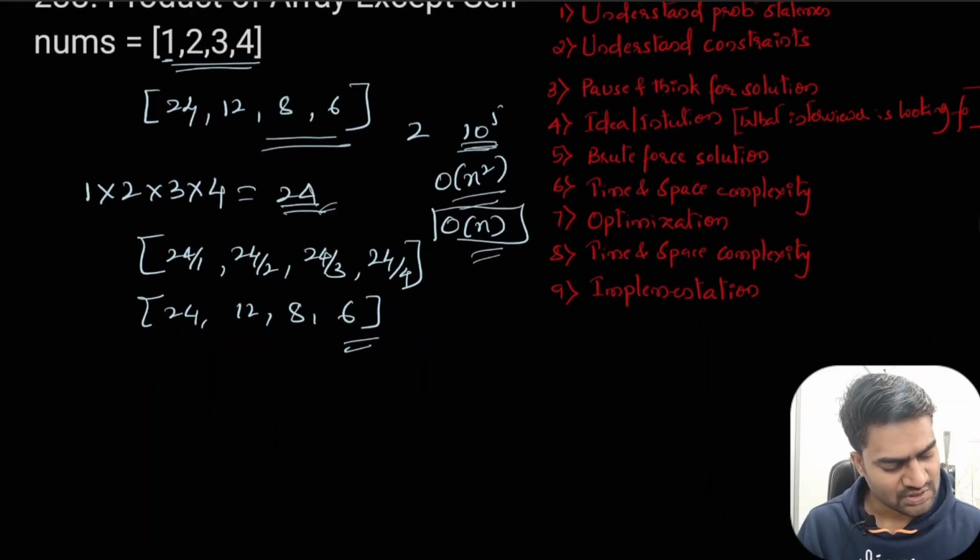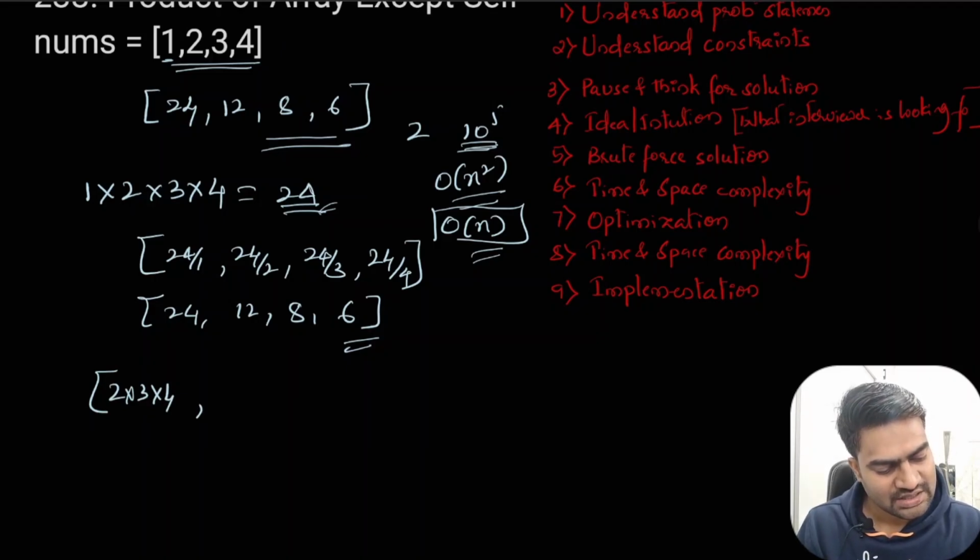So now what I will do is take an array. For the first number, I will leave it and consider the remaining numbers. These are the remaining numbers, so I will say 2 into 3 into 4. This is my first number.